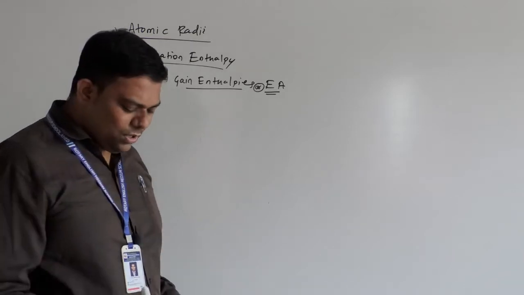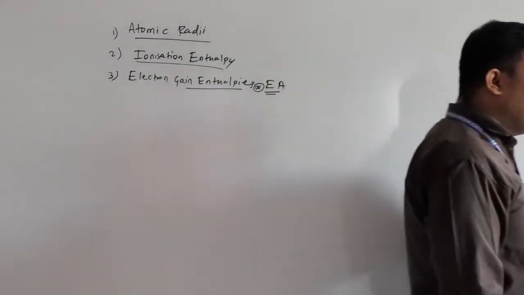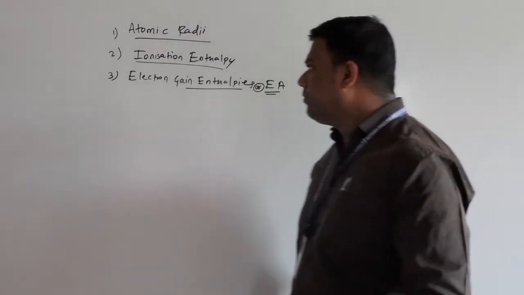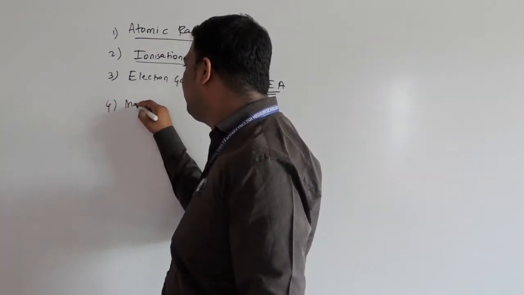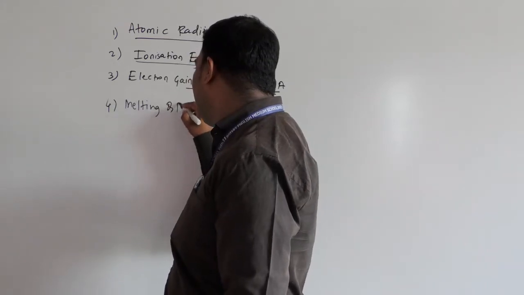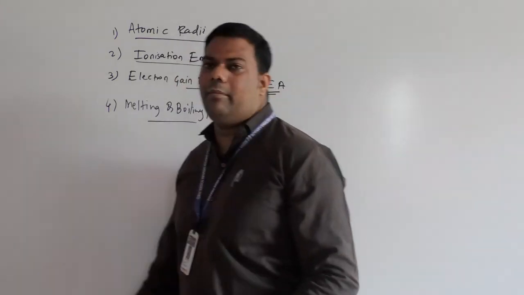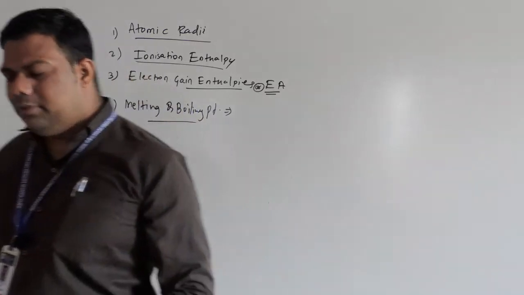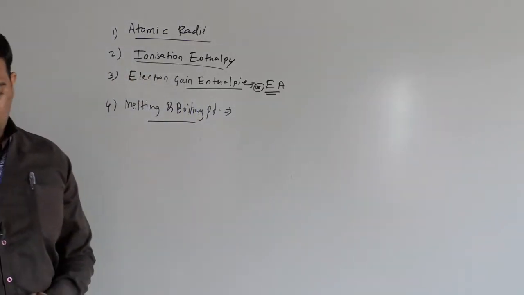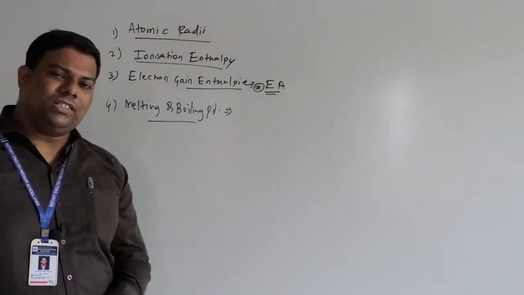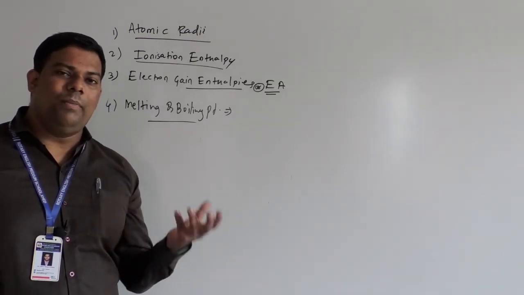So you have to mention this in your notes: large positive values of electron gain enthalpies. Now see here, fourth we will discuss melting and boiling point. As you know, because of weak van der Waals forces, noble gases have very low melting and boiling points.